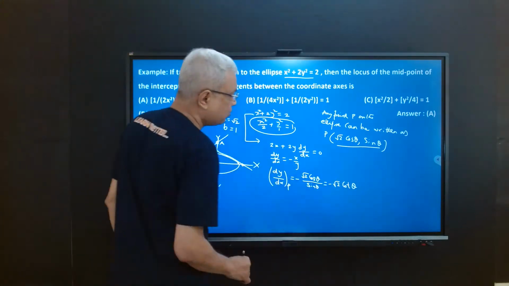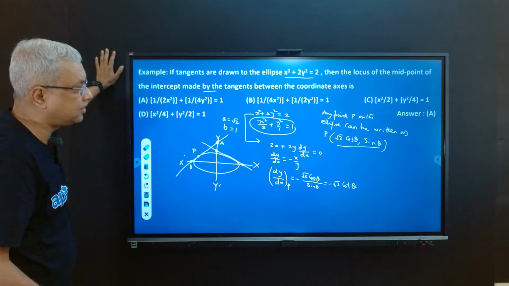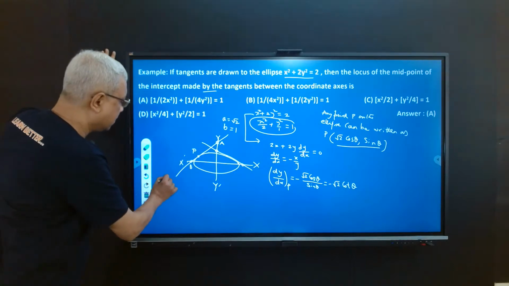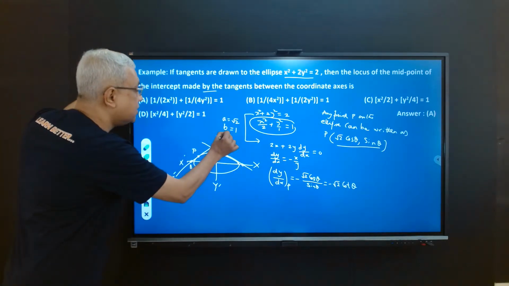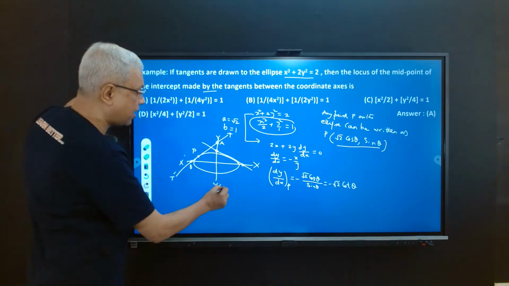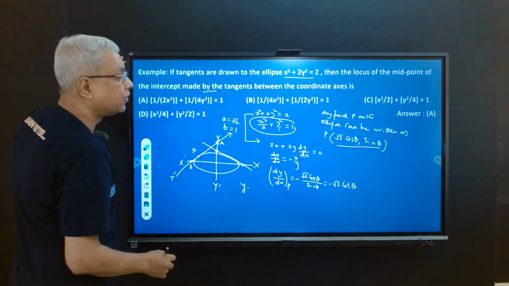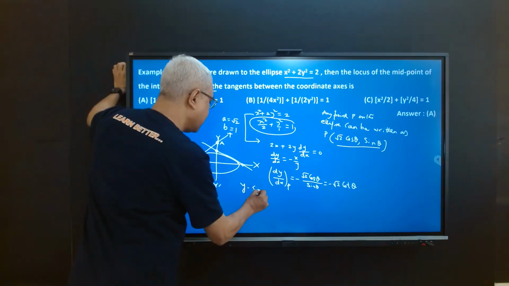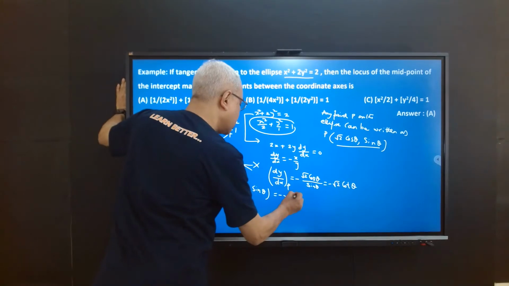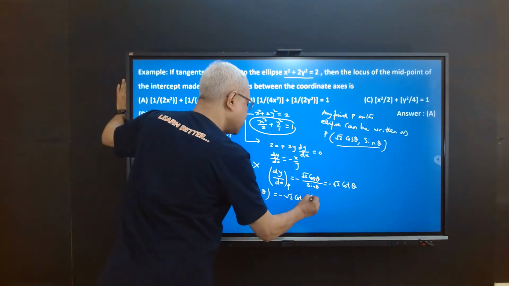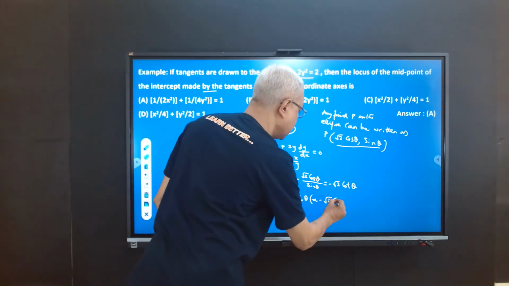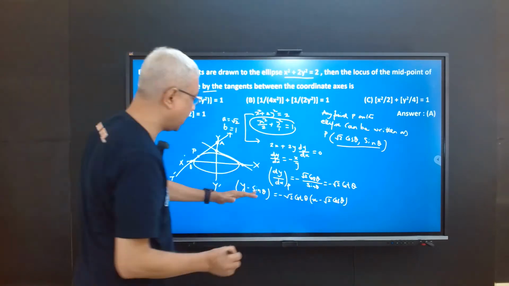So dy/dx equal to minus root 2 cos theta is the gradient of the tangent at the point P. So what is the equation of the tangent T dash PT at the point P? It is nothing but y minus y1, which is sin theta, equal to minus root 2 cot theta into x minus root 2 cos theta. So this is the equation of the tangent.